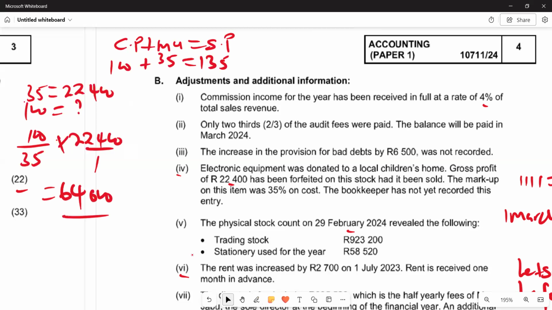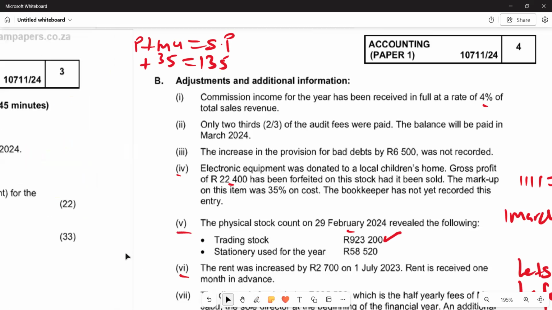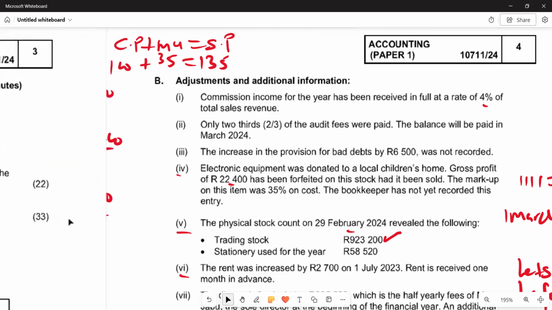So we need to remove it from the book value that is given in the list of balances to get the net book value. Then we compare it to the physical stock count figure on item 5, which is the physical count on 29 February 2024, which reviewed the following. So we are only taking the value of the trading stock, 923,200. So what are we saying? Let's just try to see.